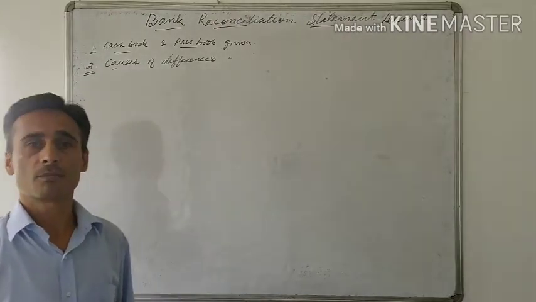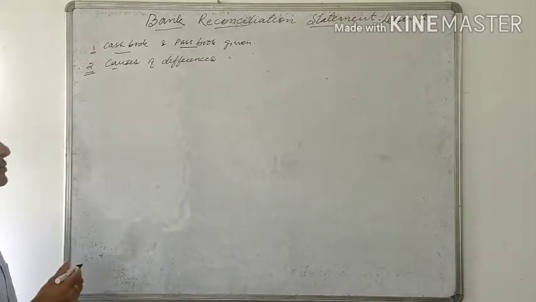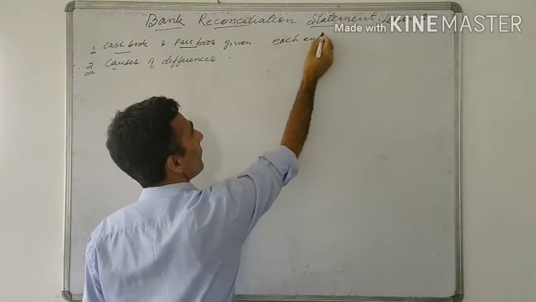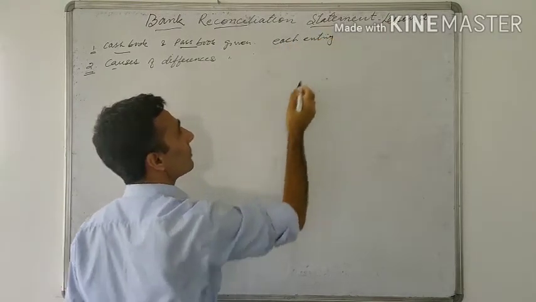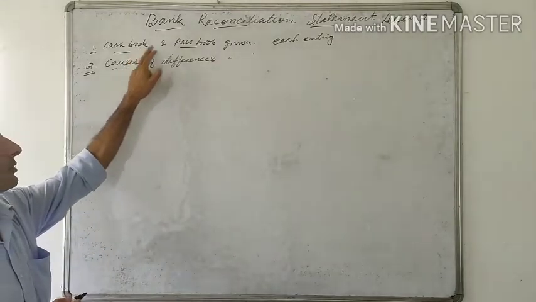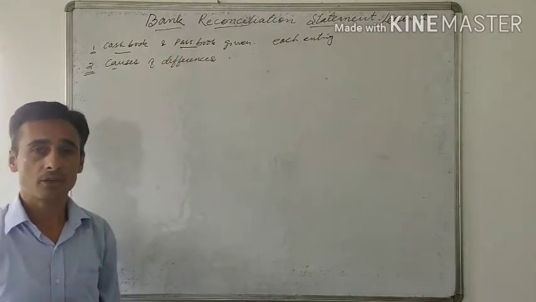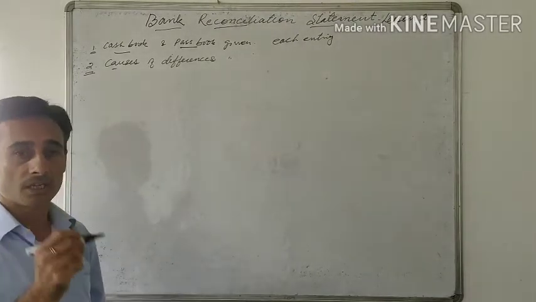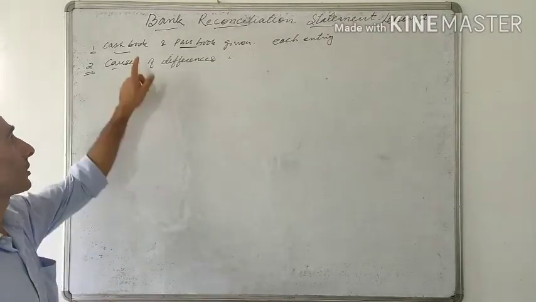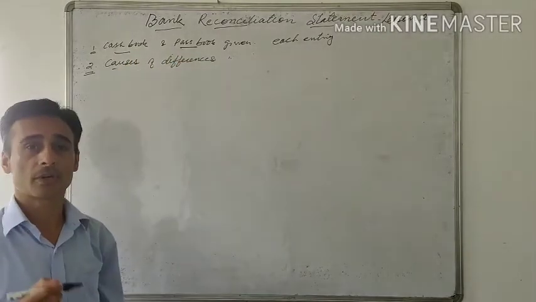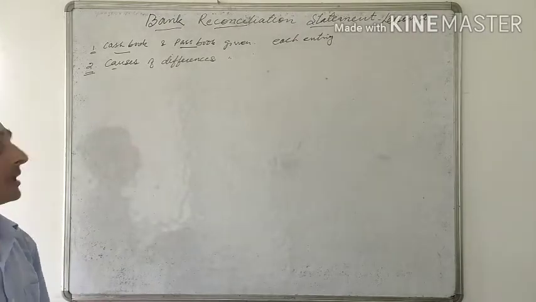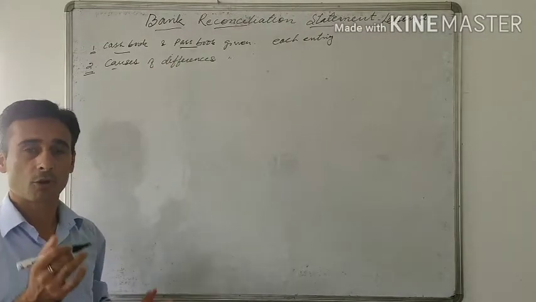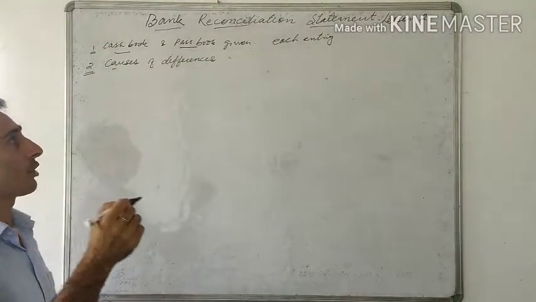Now in case 1, when cash book and passbook are given, how are you going to prepare a bank reconciliation statement? Now in this case, what you have to do is, you have to go through each entry of cash book and passbook and find out the entries which are common, which are passed in both the books, and tick them. Tick the entries which are passed in both the books, cash book as well as passbook. For example, check deposited will be recorded in the cash book as well as in the passbook. These are common entries.